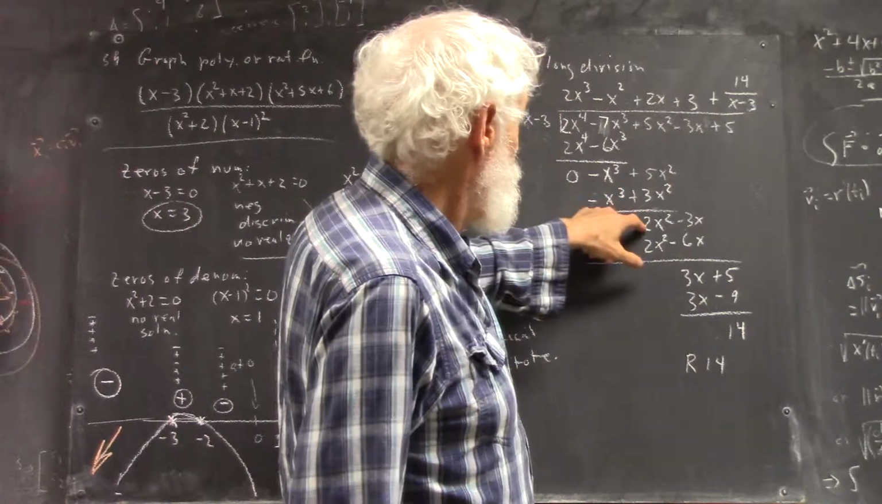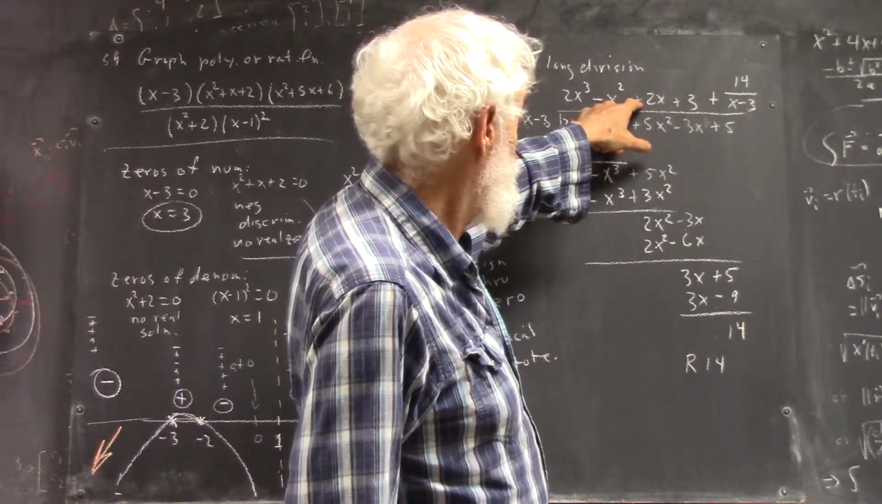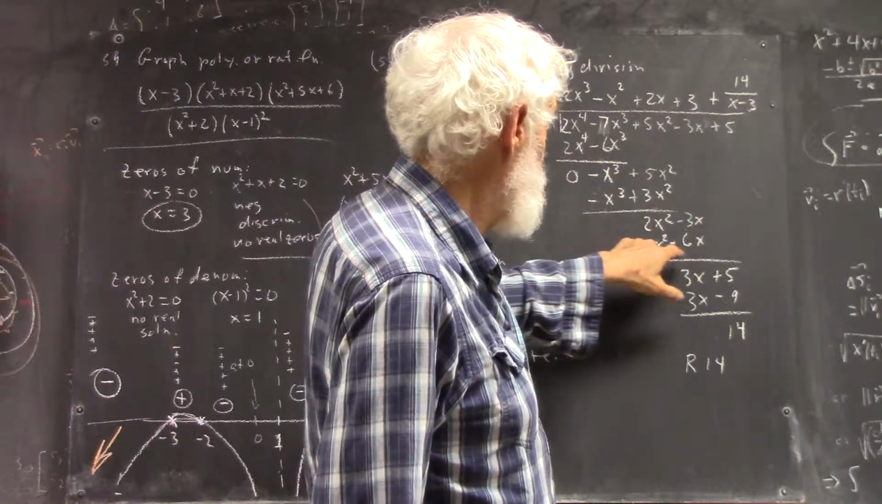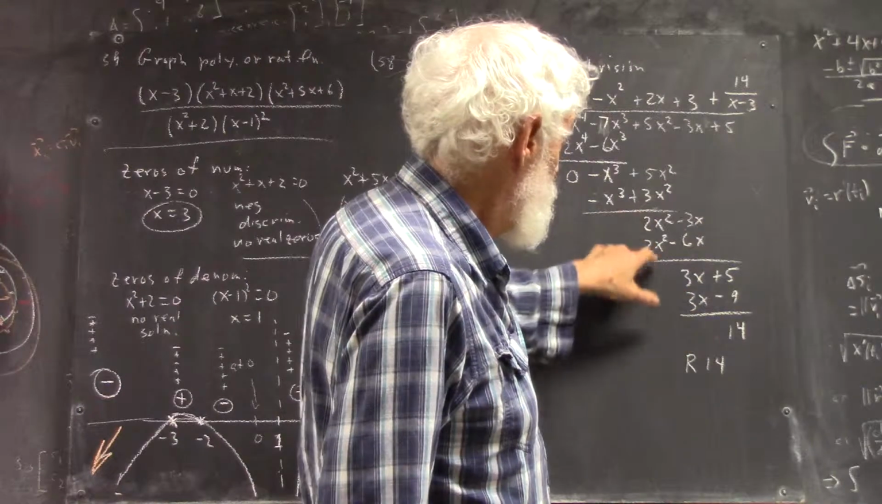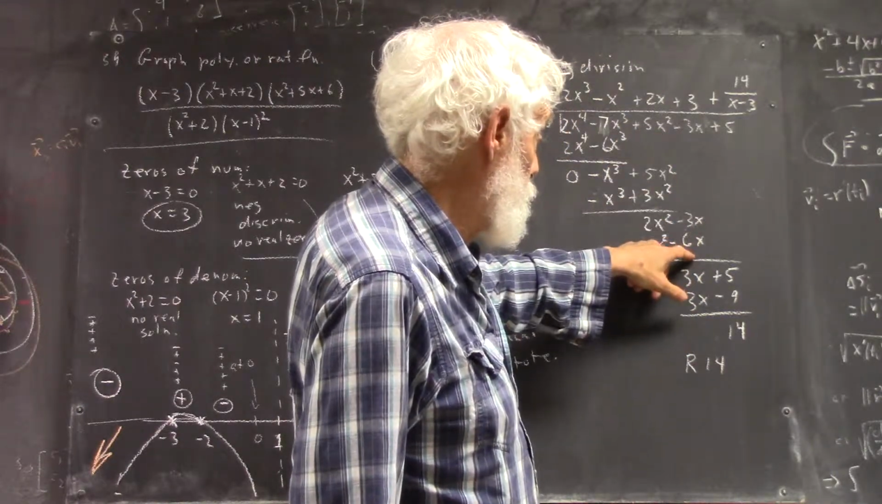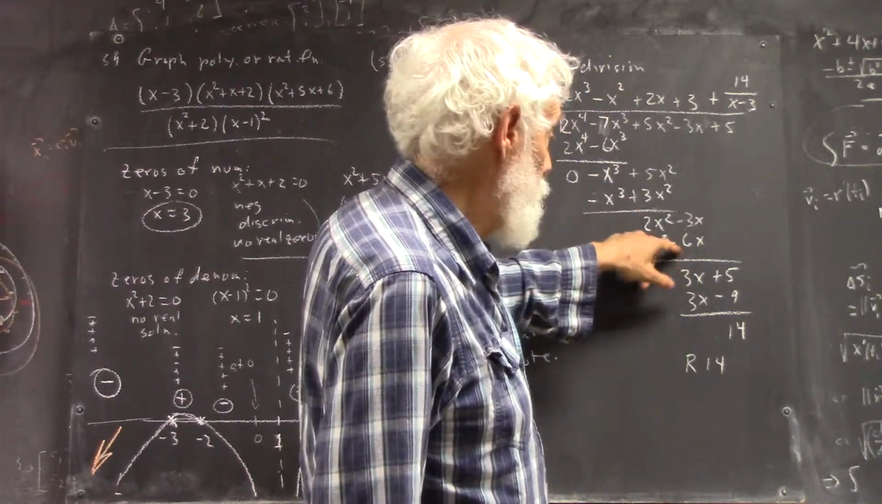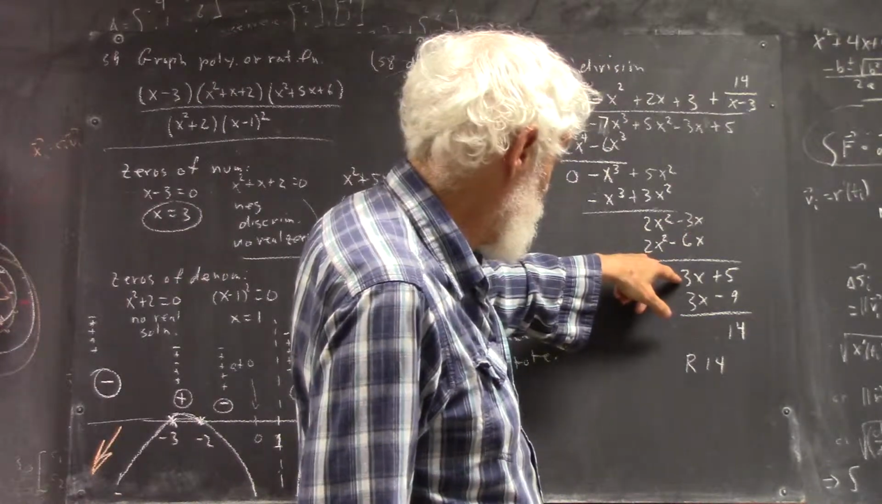We divide 2x squared by x, we get 2x. Multiplying it back, we get 2x squared minus 6x. Subtracting this from this, 2x squared subtracts off. The negative 3x minus the negative 6x gives us a plus 3x.